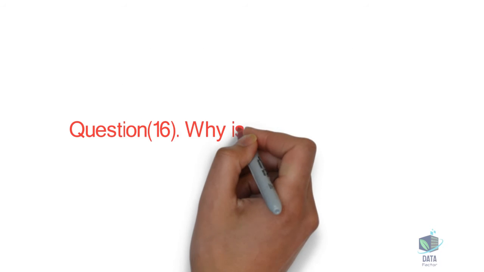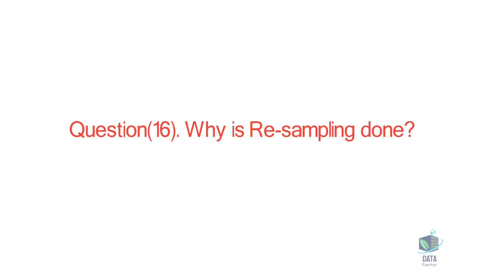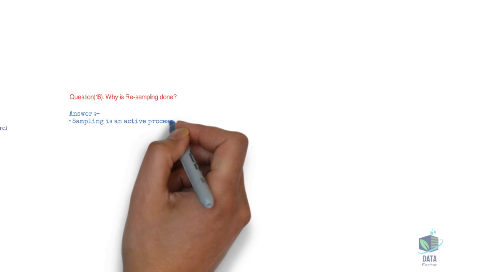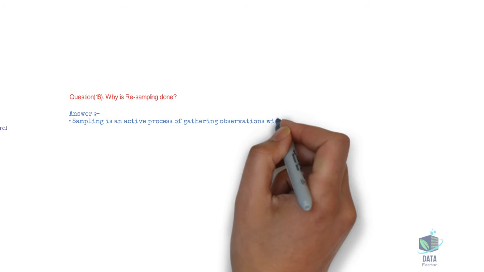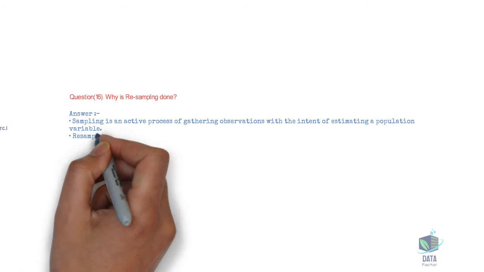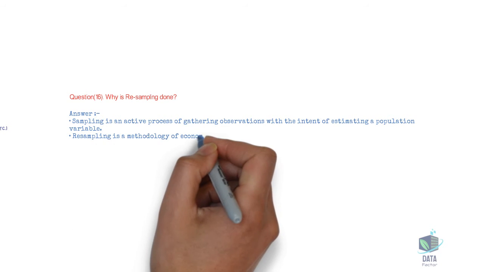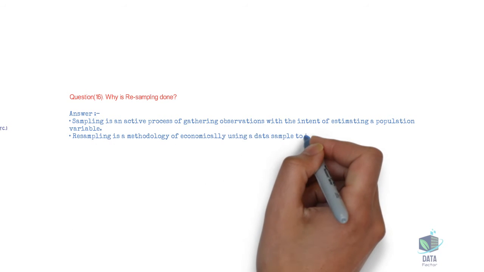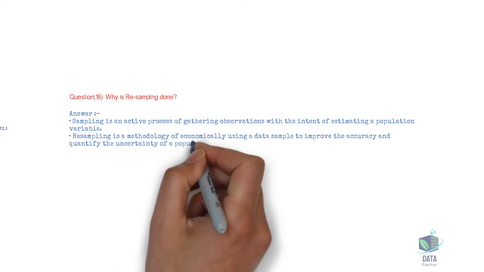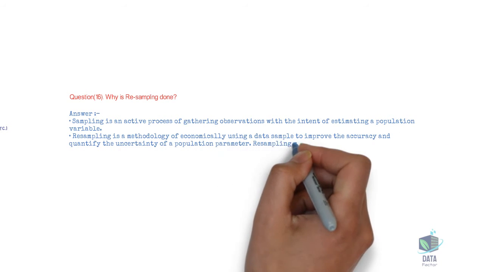Question 16. Why is resampling done? Answer. Sampling is an active process of gathering observations with the intent of estimating a population variable. Resampling is a methodology of economically using a data sample to improve the accuracy and quantify the uncertainty of a population parameter. Resampling methods, in fact, make use of a nested resampling method.